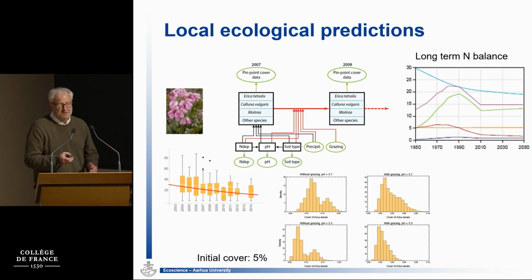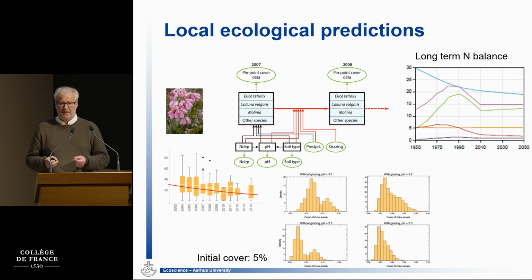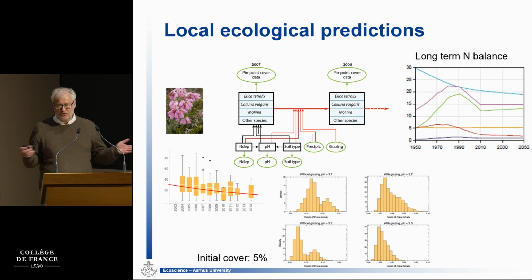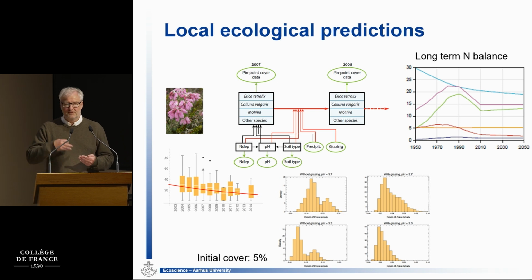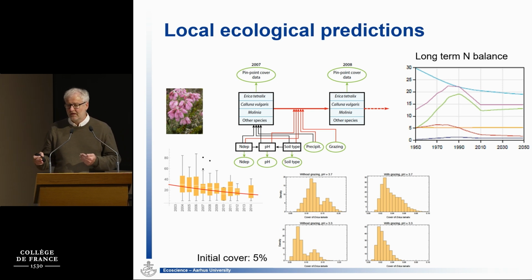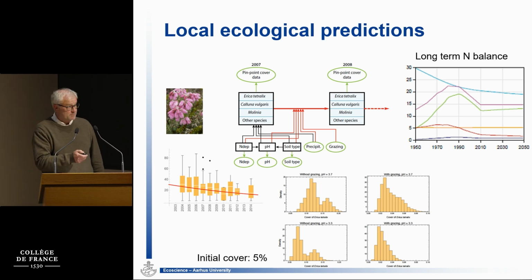And if we have a specific site, it has a specific soil type, it has a specific nitrogen deposition, and pH and precipitation, and it could be relevant to use this information to predict for selected indicators how they develop in time. And then you can use that when you construct an adaptive management system.